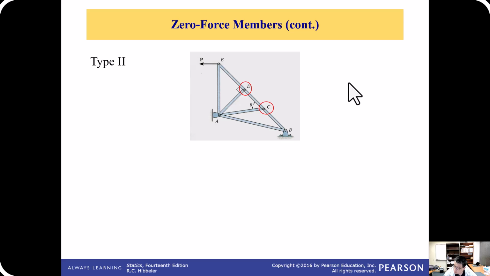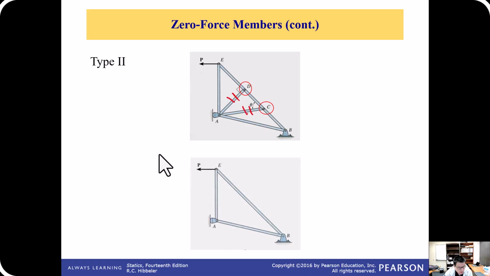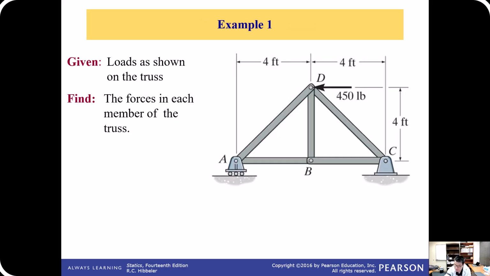For type 2, at joints D and C, there are 3 members, and 2 of them are collinear, and there is no external load or support. Then the third member, which is not collinear with the other 2, should be a zero force member. Let's mark here. After removing the zero force members, the truss is simplified. Okay, so let's see an example of truss analysis.